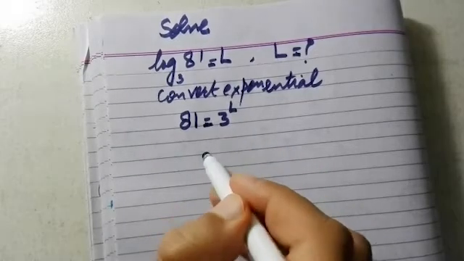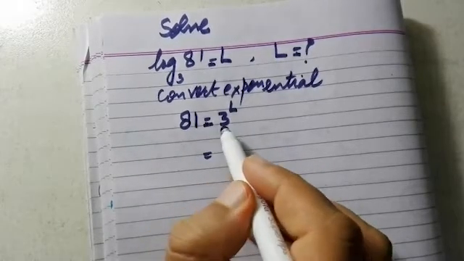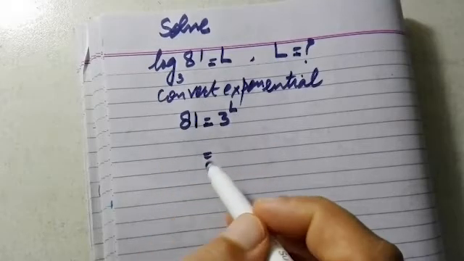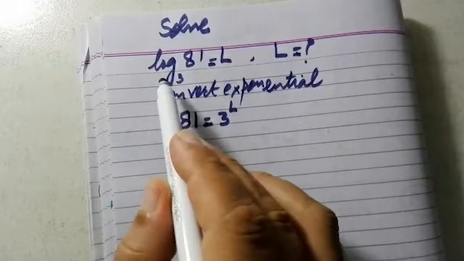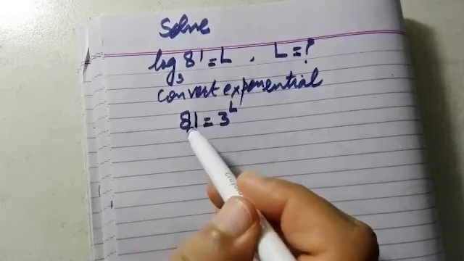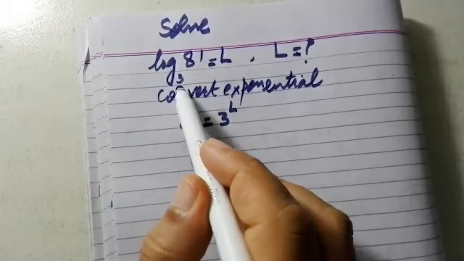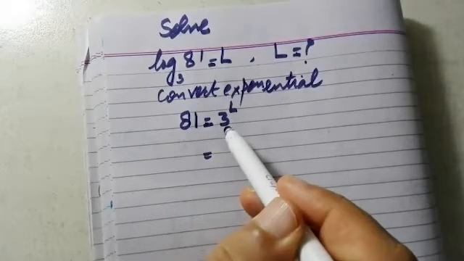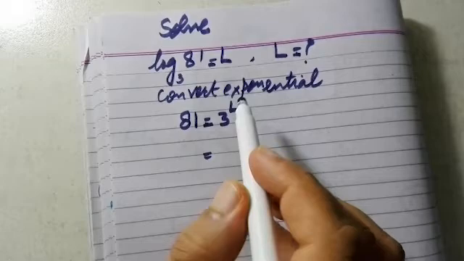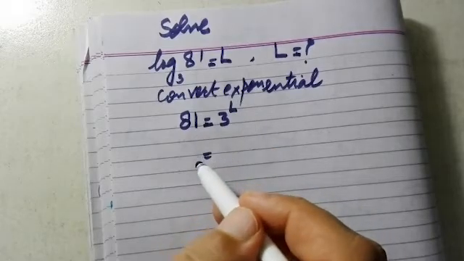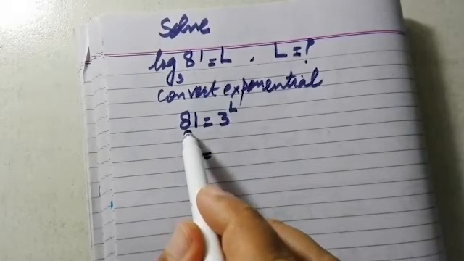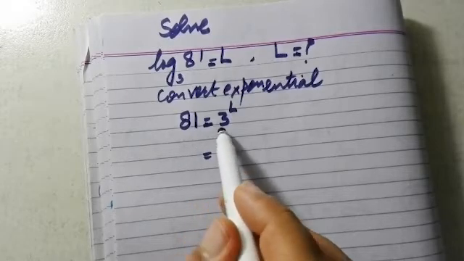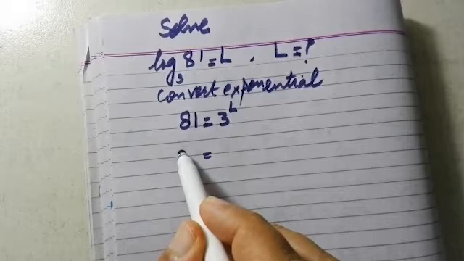In the previous video, I explained how to convert logarithmic form to exponential form. So you would write 81 equals 3 raised to power L. You will see that there is no more logarithm in this part now. When you remove the logarithm, you keep 81 on the same side and shift the base of the logarithm to the right hand side, and this L becomes the exponent of this 3. It becomes the base on the other side.